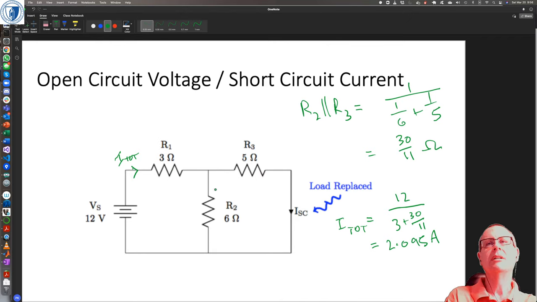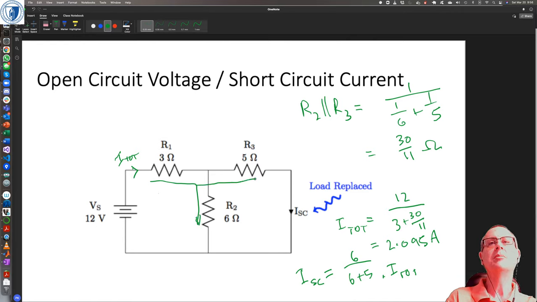But now we have a current divider. So our ISC is equal to the resistance in the other branch, which is 6 ohms, divided by the total resistance, which is 11 ohms, times ITOT. Right? Because ITOTAL is going to flow here, and some of it's going to go down there, and some of it is going to go down there. Right?